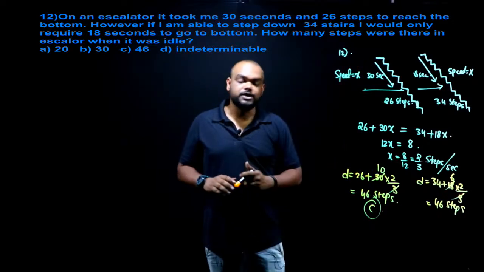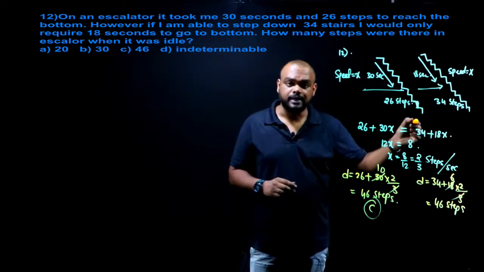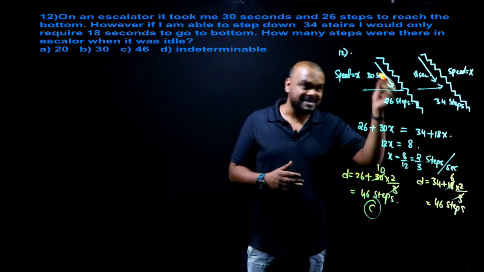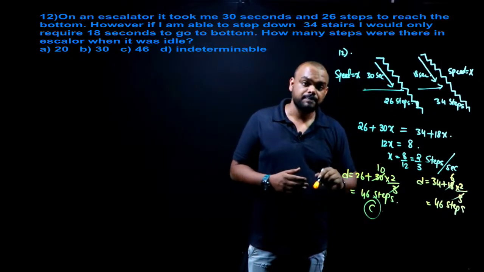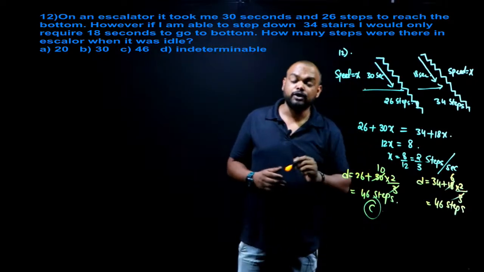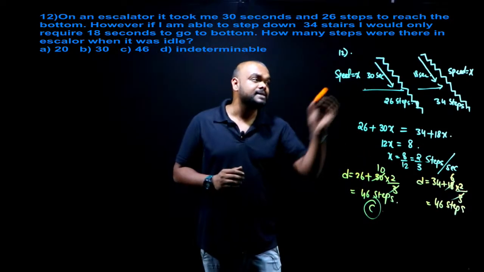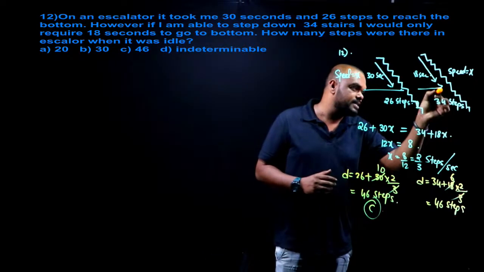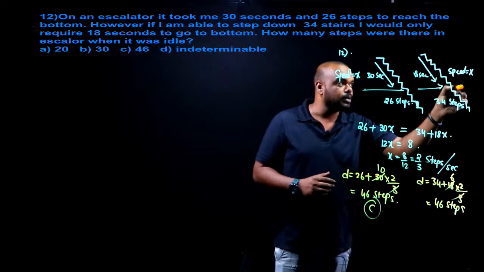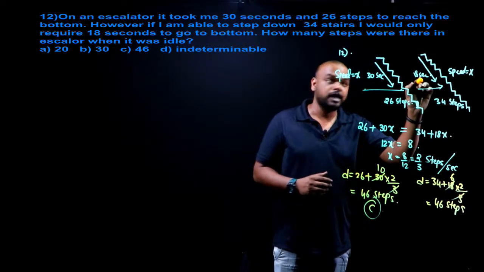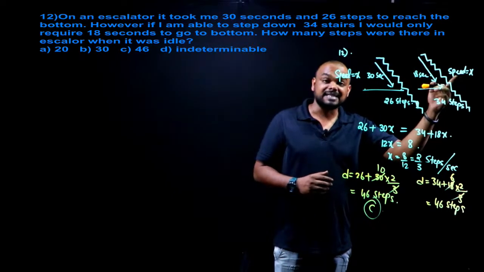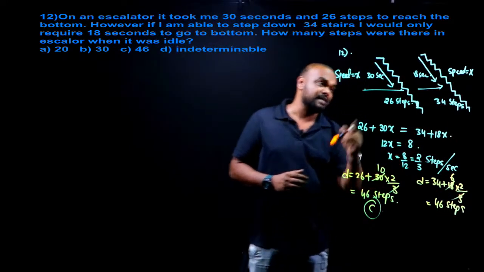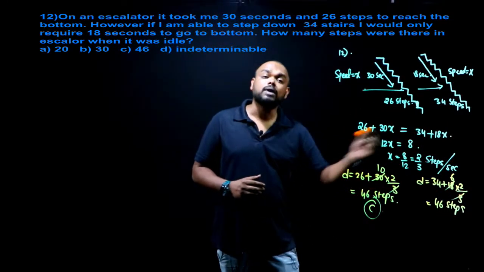In the first situation, what is the total distance of the escalator? One is 26 steps that we have to get down. Apart from that, on the escalator we can travel 30 seconds at the speed x. We know distance is speed into time, that is x into 30, 30x. Whereas in this case, total distance is these 34 steps plus escalator movement, 18 seconds into its speed x. Distance is speed into time, x into 18, 18x. So this is the total distance here and this is the total distance here, and both are absolutely equal because it is the same escalator.